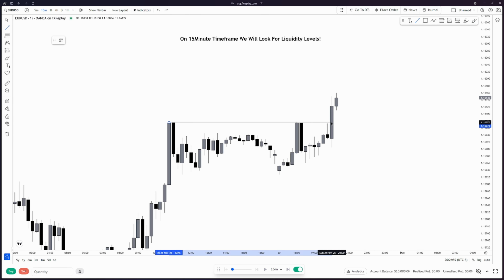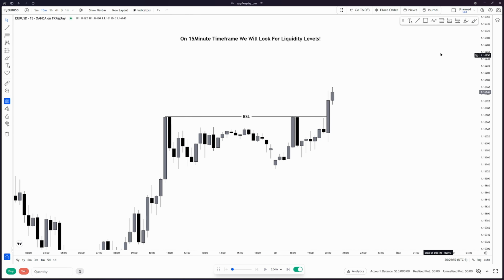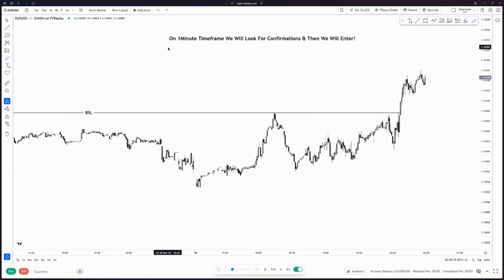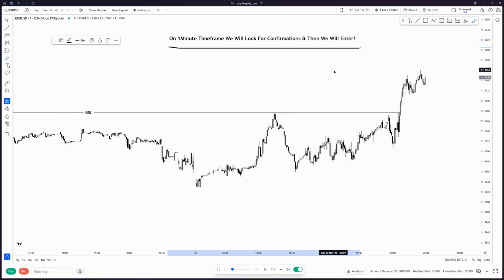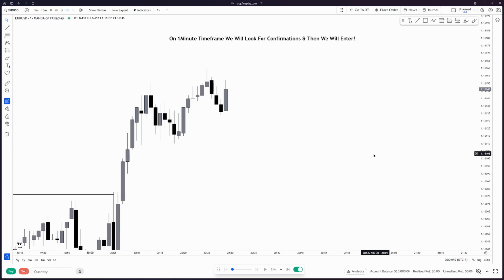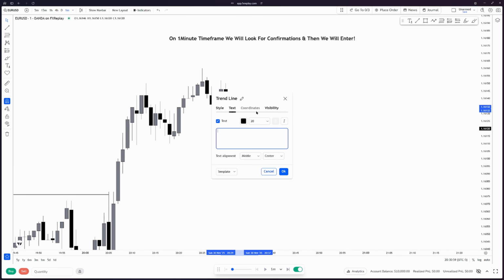Here, I can see that we have a 15-minute buy-side liquidity sweep, so we know that the price will move lower now. But we will not target the 15-minute sell-side liquidity. On the 1-minute time frame, we will look for confirmation, and then we will enter. Let's zoom in and look for confirmation. Now we have a change in state of delivery.